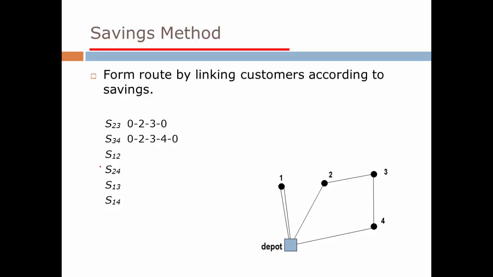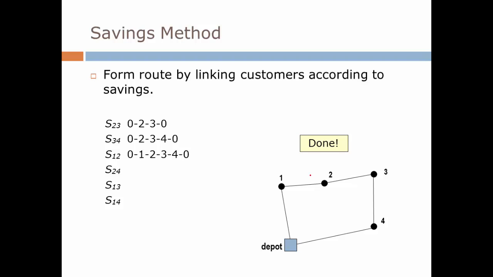And finally, we have to join 1 and 2. You can see this merging here, and if we do that, basically we see that there are no other merging combinations left, because all customers are in a single route, and this is the endpoint for the savings method.